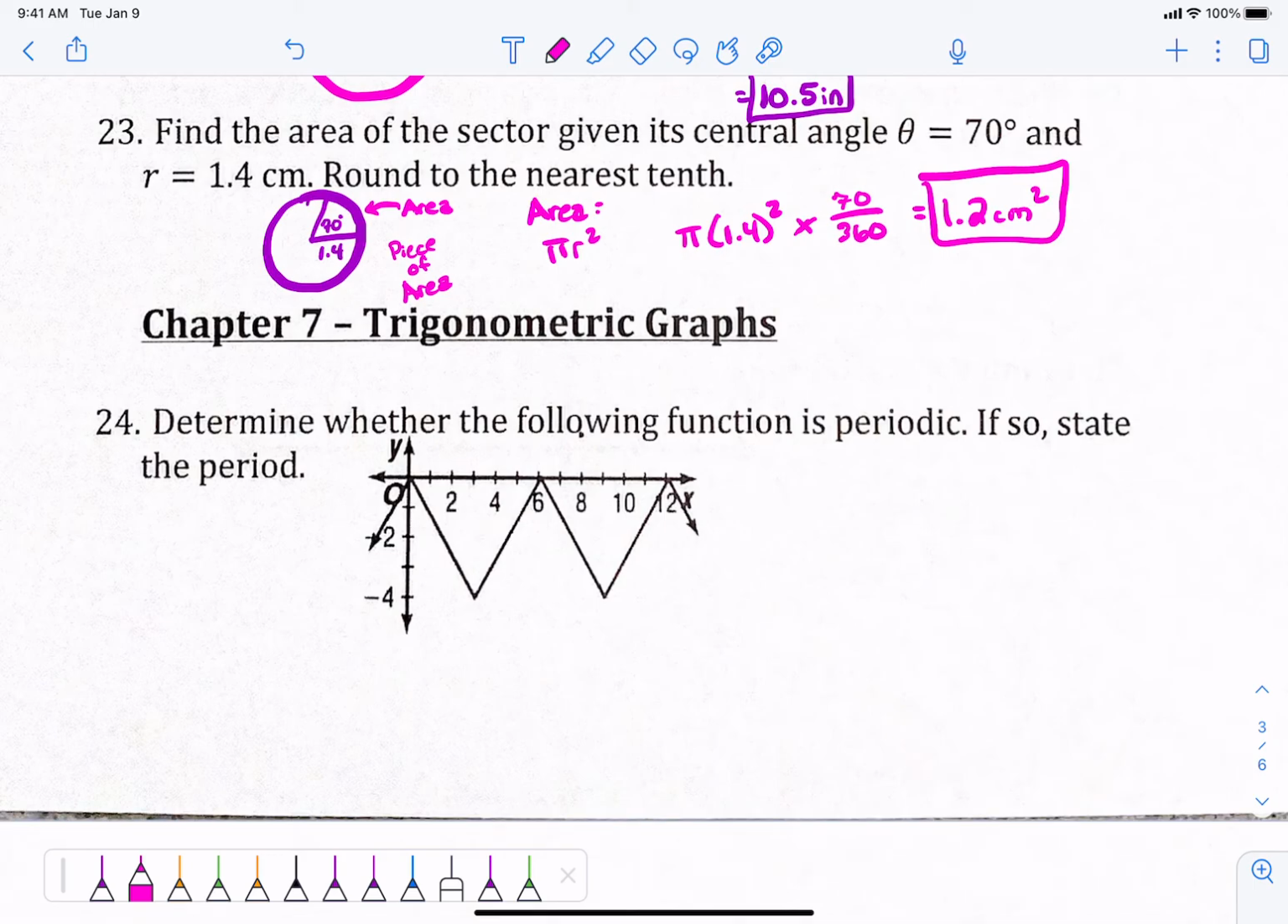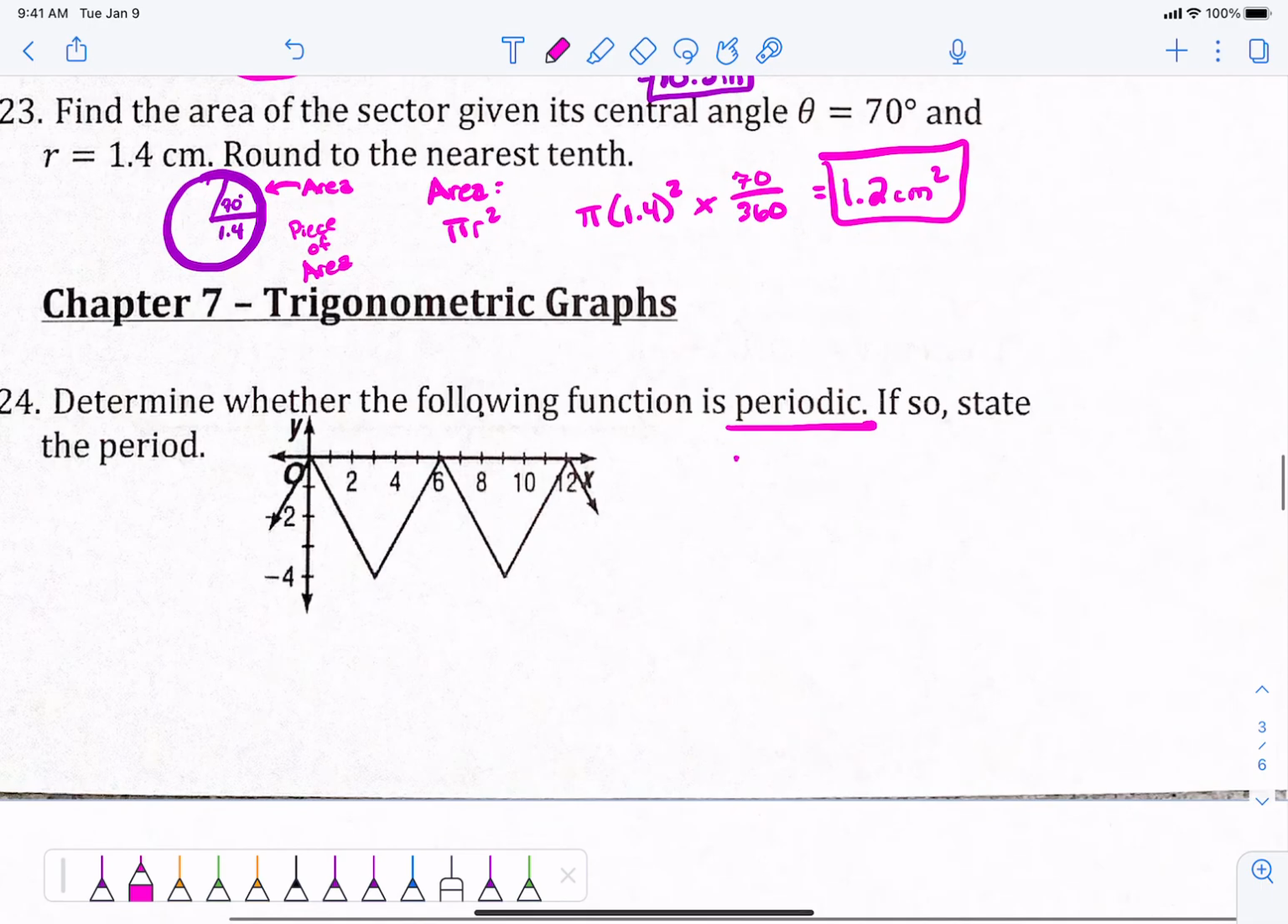Okay, 24, we get into trig graphs, which is like the graph of sine and the graph of cosine. But this is kind of a short, easy, hopefully free points question. Determine whether the following function is periodic. What does it mean to be periodic? Like it repeats, right? It has the same chunk that repeats. R-E-P-E-A-T-S. There we go. Does it repeat? If so, state the period. How big is it?